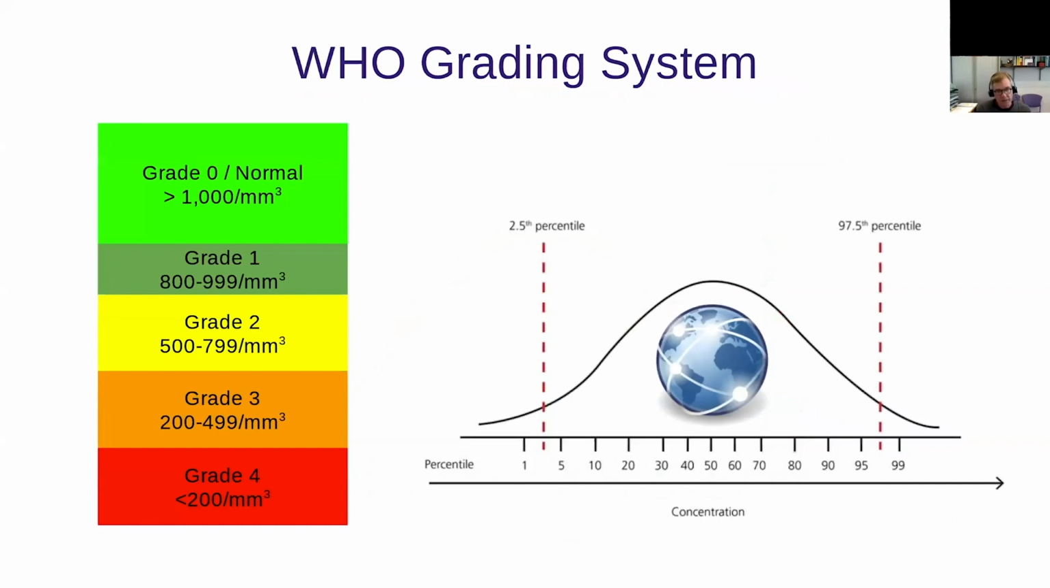So the WHO tried to standardize this by putting forward an international, global standard, which they've classified as grade 0, which is normal, a lymphocyte count of 1,000 lymphocytes per cubic millimeter. That'll be 1 times 10 to the 9 cells per liter. And then they've got 4 grades, grade 1, 2, 3, and 4, with cutoffs of 800, 500, 200. I think most of you will be aware of these cutoffs.